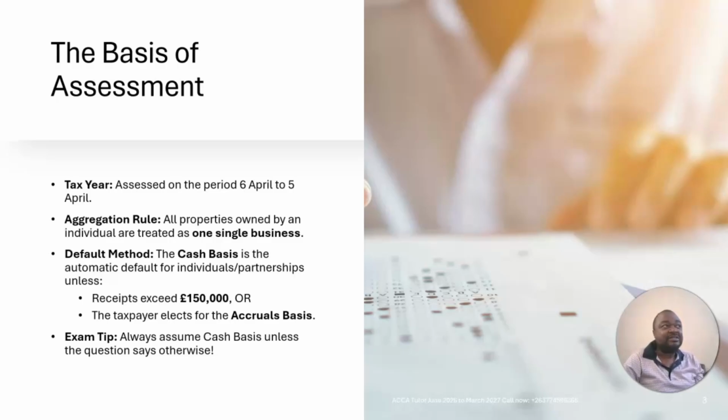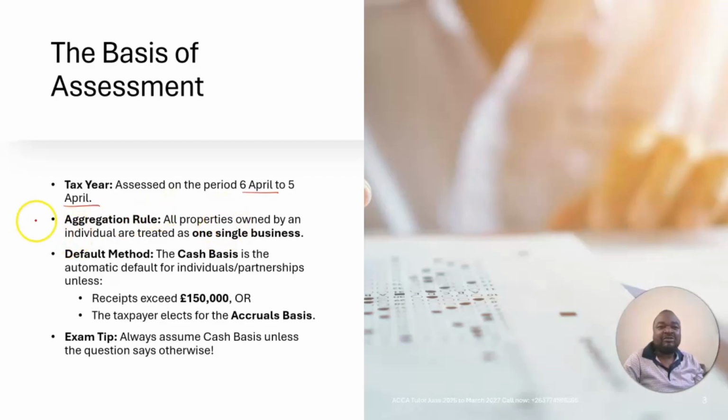Now, the basis of assessment, this one is just a repetition because we touched on this aspect in our initial video. Now, income taxes in the UK are assessed on the period 6 April to 5 April the following year. So 6 April this year, and the year is going to end on the 5th of April next year.